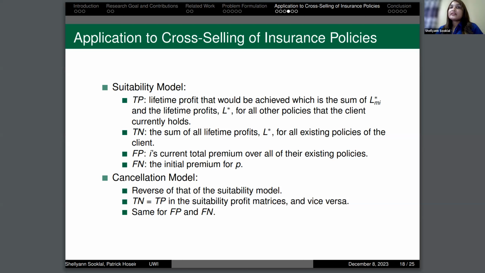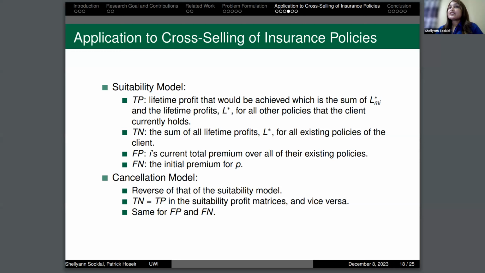For false positive, this is a case where we run the risk of losing the customer by presenting a product that is not suitable for them. So we set this cost to be the client's total premium over all their existing policies. For false negative, this is the case where the product is suitable, but we did not try to cross-sell, so we lose that initial investment. So we set the cost to be the initial premium of the product.